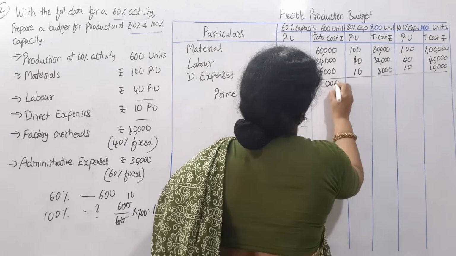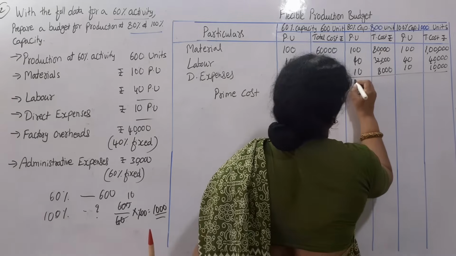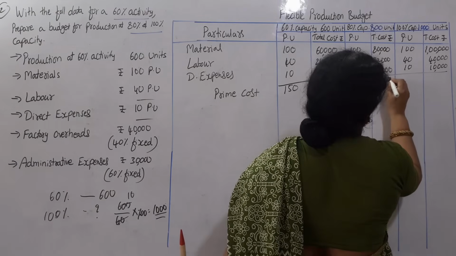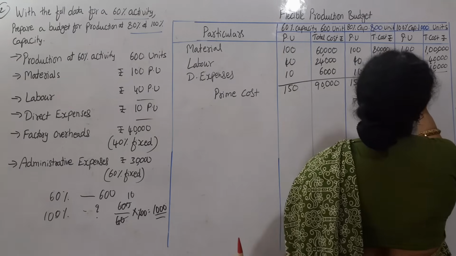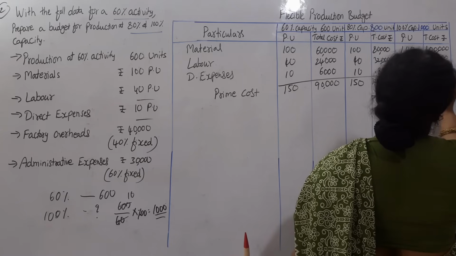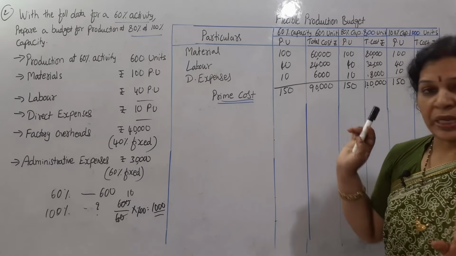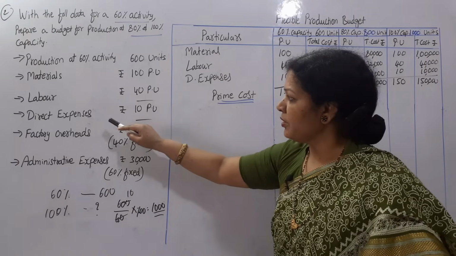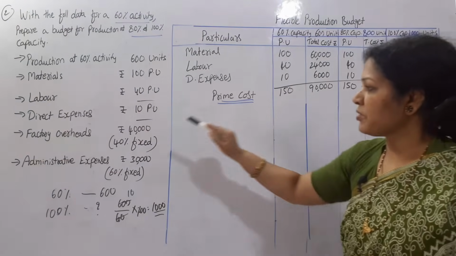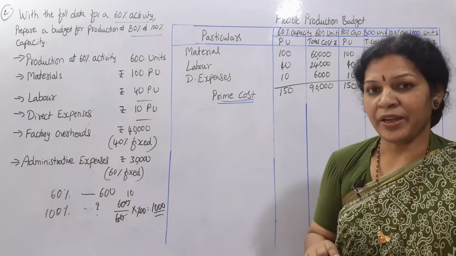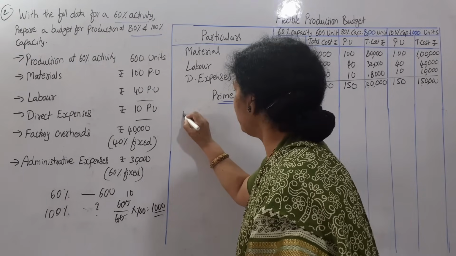Prime cost, okay. Now if we total up, it is 150 and this here is 90,000. Again 150, 1,20,000. 150 and 1,50,000. Prime cost is over. So prime cost we got it. Now what else is left? Material, labor, direct expenses together make prime cost. Now factory overheads. If we add factory overheads, we get works cost. So now we'll take factory overheads.